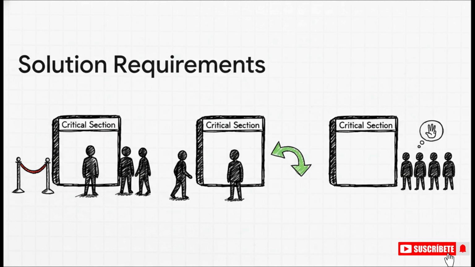Only one process is allowed in the club, in the critical section, at a time. Second, progress. If the club is empty and there's a line of people waiting outside, the bouncer can't just decide to take a coffee break. Someone has to be allowed to enter. Things must move forward. And third, bounded waiting.